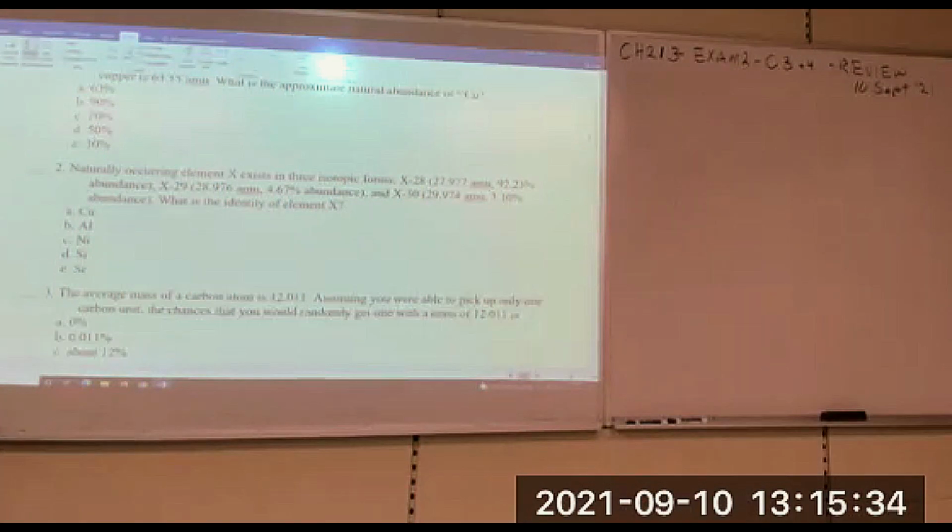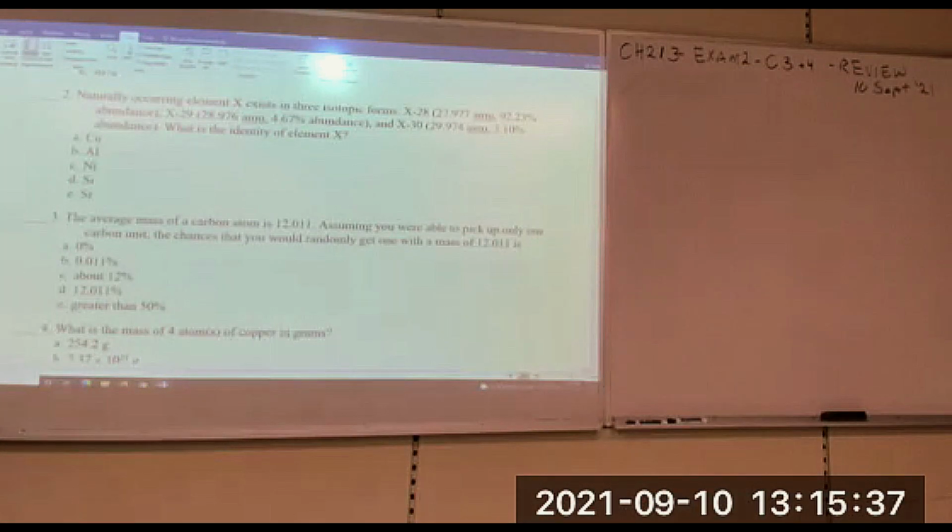Number 3 is a trick question. The average mass of a carbon atom is 12.011 atomic mass units. Assuming you were to pick up only one carbon atom, the chances that you would randomly get one with a mass of 12.011 is what? Is there any chance that you would get one with that mass? No. It's a weighted average. That's the average atom, which in reality doesn't exist. 0%. You're not going to find a single atom with that mass.